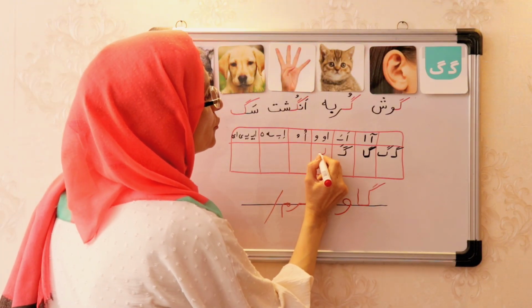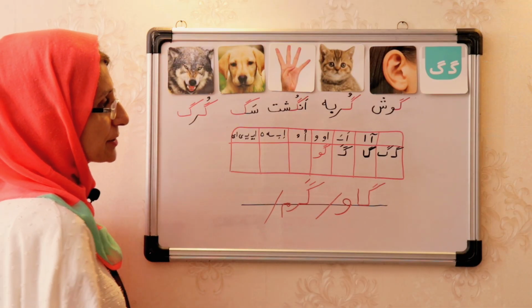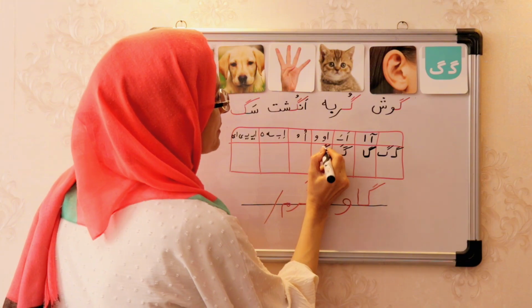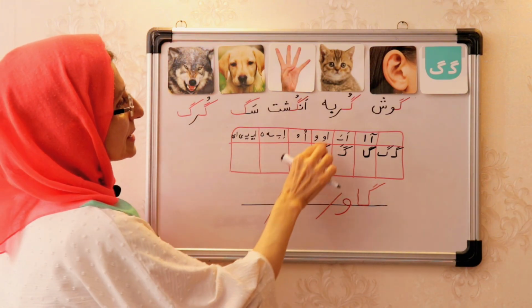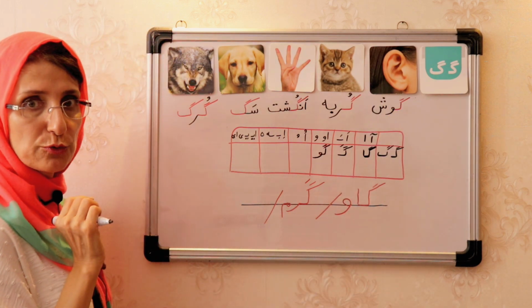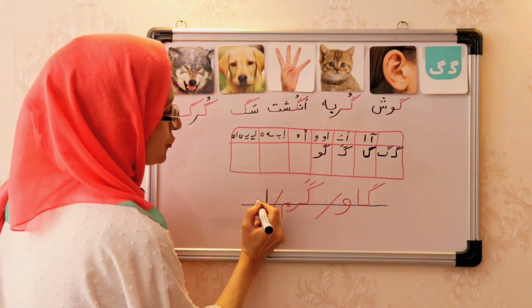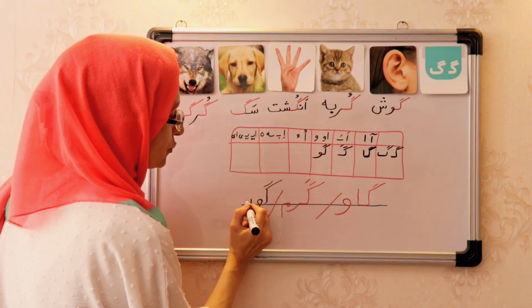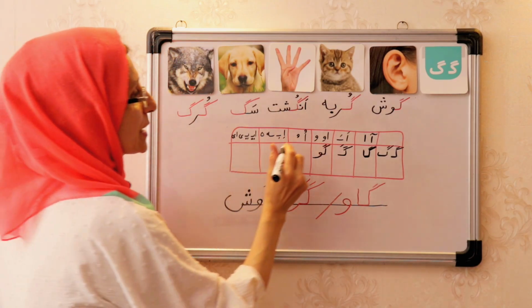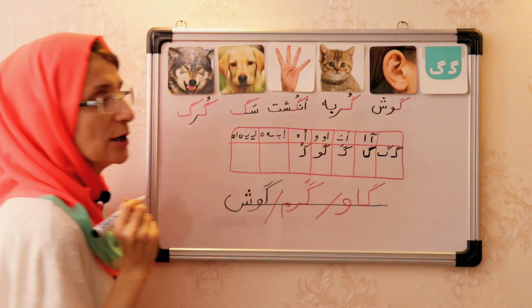G and U, you see, G and U. Let me write it so that you can see better. G U like گوش. G U ش, and ش آخر.